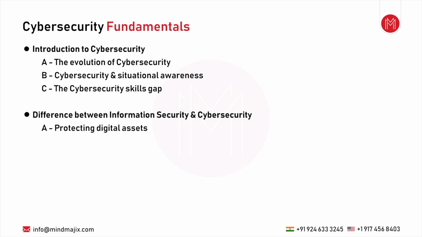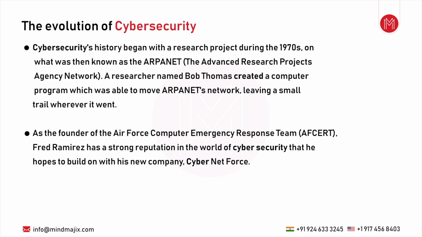So the topics are introduction to cybersecurity and difference between information security and cybersecurity. We'll go by subtopics. The first subtopic is evolution of cybersecurity. There are a lot of assumptions that cybersecurity was developed from here or there, but the most appropriate one was ARPANET. Actually, a researcher named Bob Thomas created a computer program that was able to travel from one device to another through the ARPANET network. It used to leave a trail behind it. So what Bob decided was this is something that could make a record of what is being sent from one place to another. In that case, cybersecurity was developed.